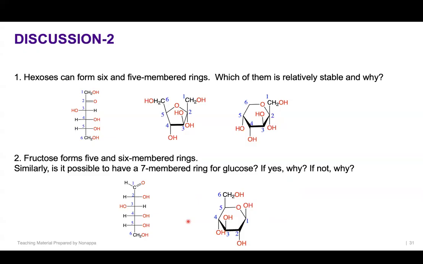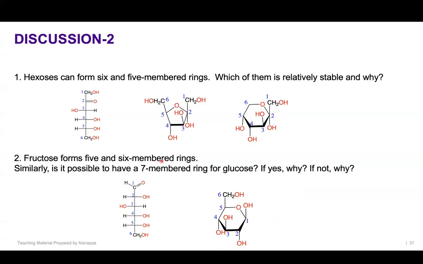So now I want to leave you with this question. Hexoses can form 6 and 5-membered ring. Which of them are relatively stable? That is the first question. So which of them are stable and why? You can say any of them, but you have to justify your answer.